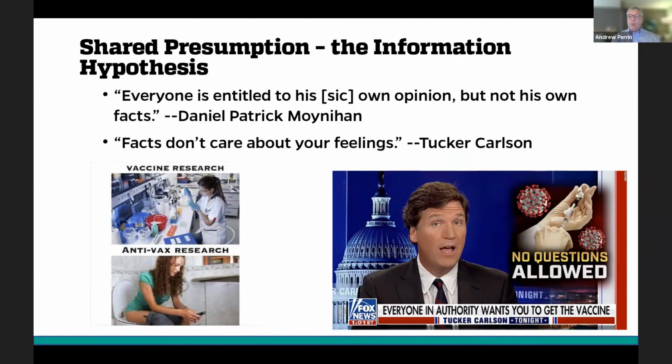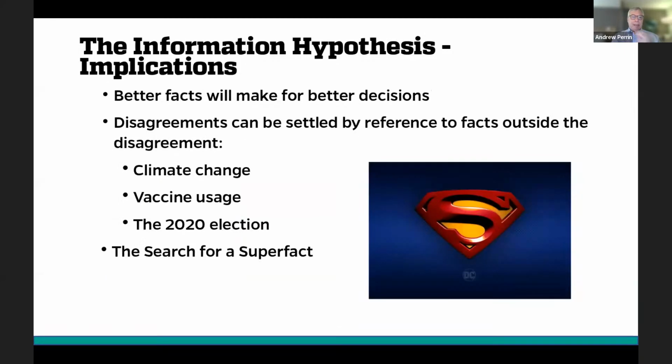And so I want to talk a bit about what better arguments online might look like. I skipped this slide, so let me just talk about it briefly. The information hypothesis has a set of implications. That is that better facts will tend to make for better decisions. That disagreements over policy questions or political questions can be settled by reference to facts that are outside the disagreement. That is that there are facts about climate change that are so totally uncontested that the facts should give us claims not to the existence of climate change, but actually to the policy approaches that are appropriate to it.